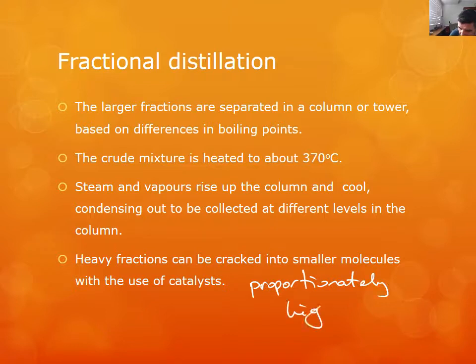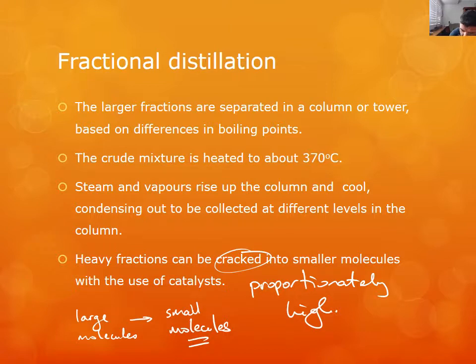Sometimes the proportion of heavy fractions can be proportionately high, and as a consequence we may sometimes need to crack them into smaller molecules. Cracking can be a thermal process just through heating, or a catalytic process, so catalytic cracking, which can take large molecules and crack them into smaller molecules. It's often these small molecules that are critically important to us, either as a fuel source or often as the precursor for polymers, plastics, and that sort of thing.